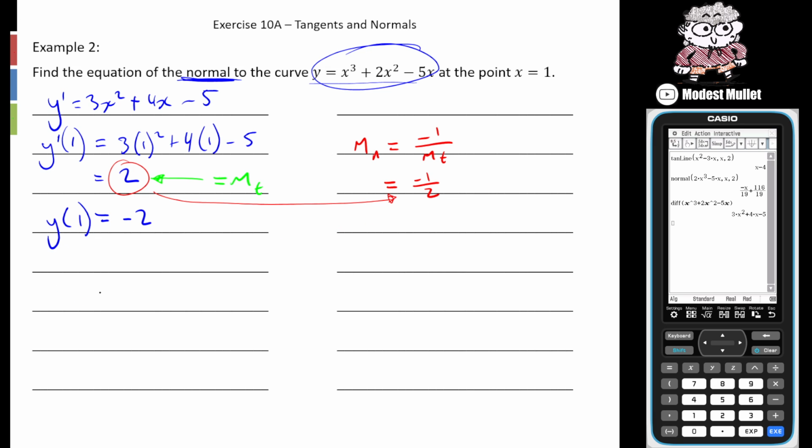So now I can find my equation using y minus y1 equals m(x minus x1). So I get y minus negative 2 is equal to negative half (x minus 1). So I get y is equal to negative half x plus half take away 2, which is minus 3 on 2. Doing all the algebra quickly. You can do it on your CAS if you want. Do the expansion and rearrangement to double check, but that's what it should be.